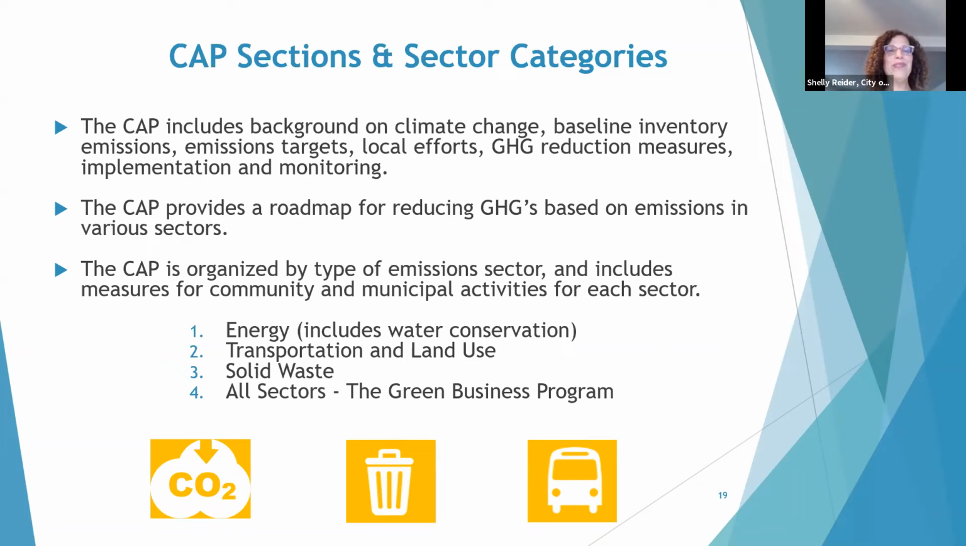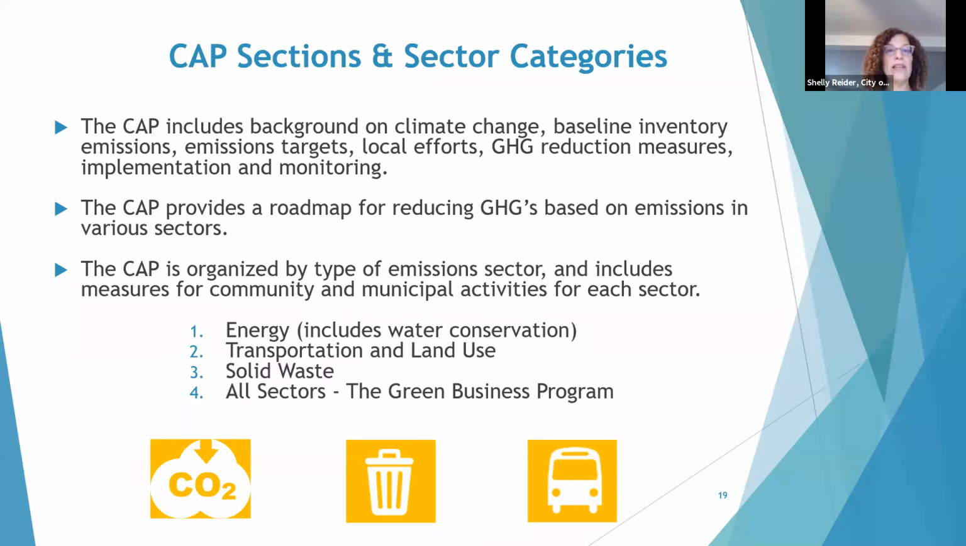The CAP includes background on climate change, baseline inventory emissions, emissions targets, local efforts, greenhouse gas reduction measures, implementation, and monitoring. Basically, the CAP provides a roadmap for the city to reduce greenhouse gases based on emissions in various sectors. The CAP is organized by these sectors, which I'll mention in a minute, and includes measures for community and municipal activities within each of these sectors.